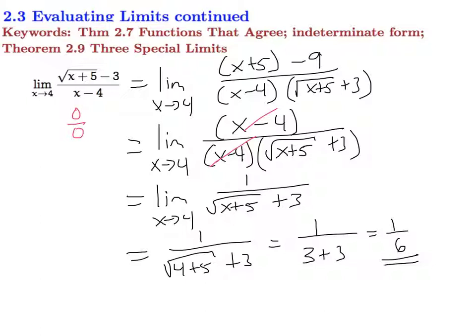So here's one that I'd like you to try on your own. The limit as x approaches 0 of the square root of x plus 5 minus the square root of 5, all over x. You should fill in all these steps correctly, and hopefully if you do everything right, you'll end up with a limit of 1. Try it on your own and see what happens.